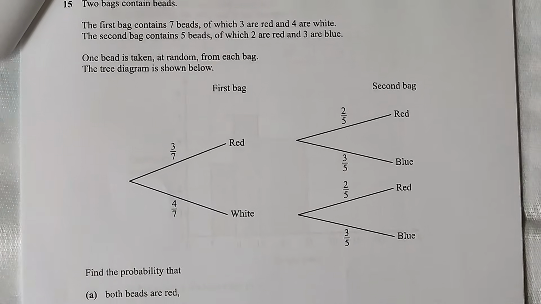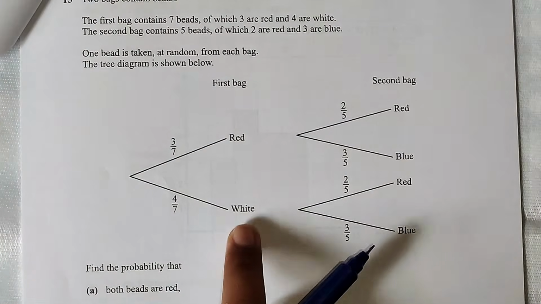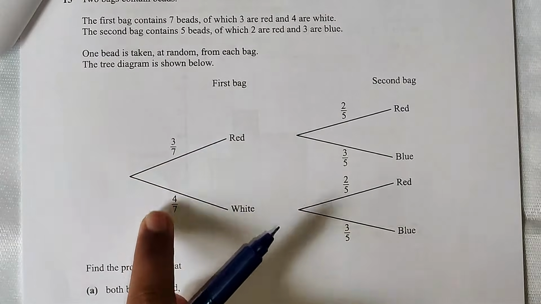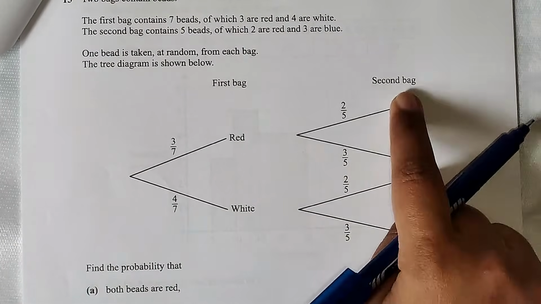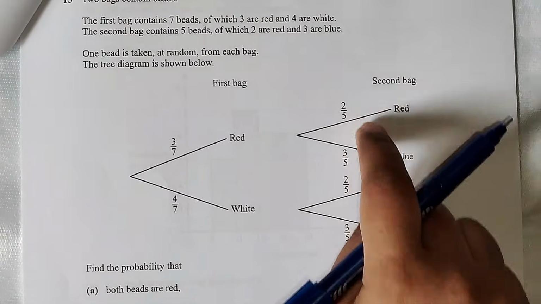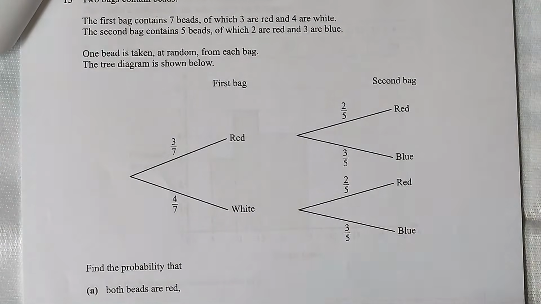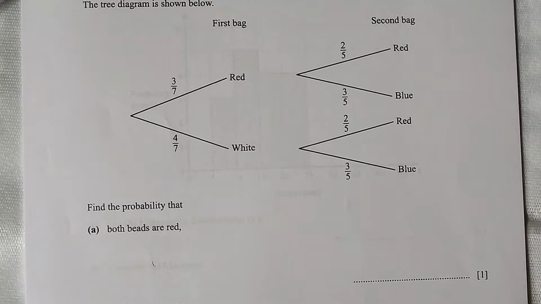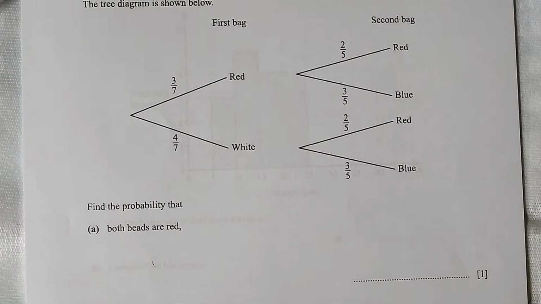Okay, now for the first bag, we have red and white, 3 out of 7 and 4 out of 7. For the second bag, we have red, blue, 2 out of 5, 3 out of 5, 2 out of 5 and 3 out of 5. Find the probability that both beads are red.